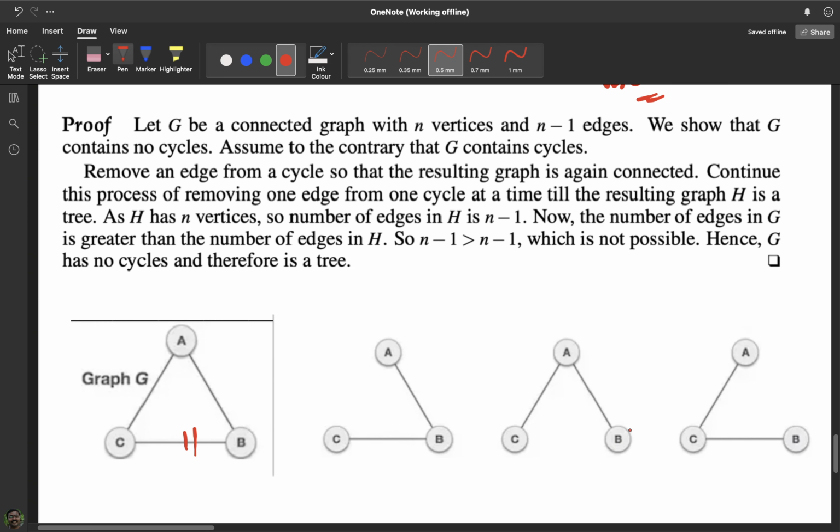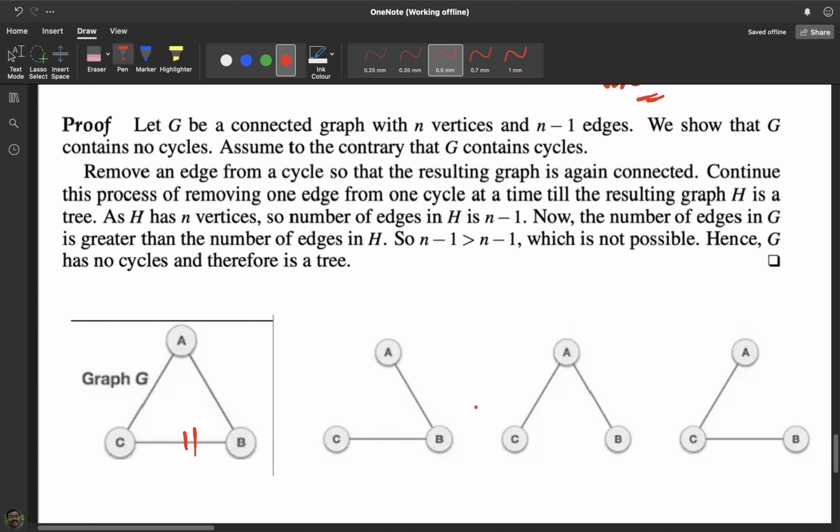Okay, so that means the graph is still connected. Look at the number of circuits: if the circuits are over, stop there. If there is more than one circuit, go to the second circuit and delete one edge. Then the graph would still be connected, because it's a circuit, so there are other ways to go around the circuit.